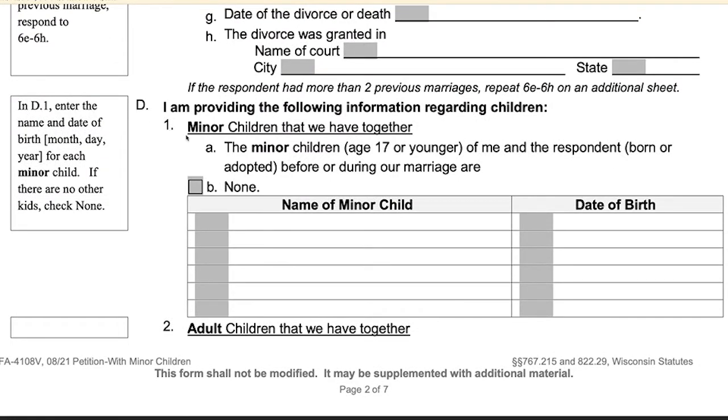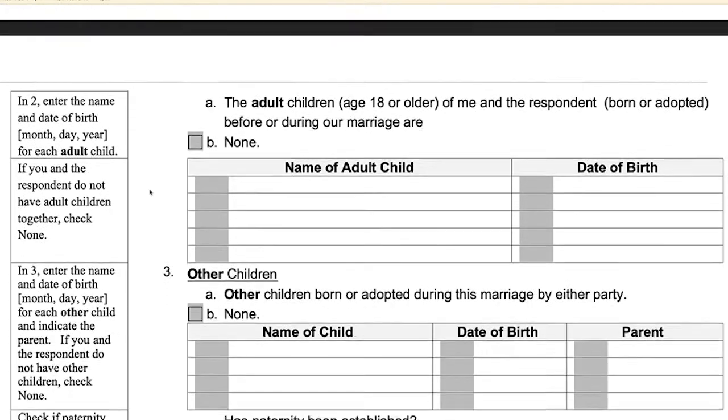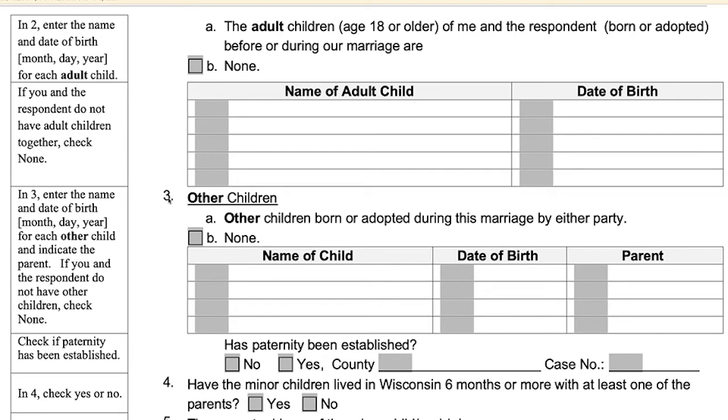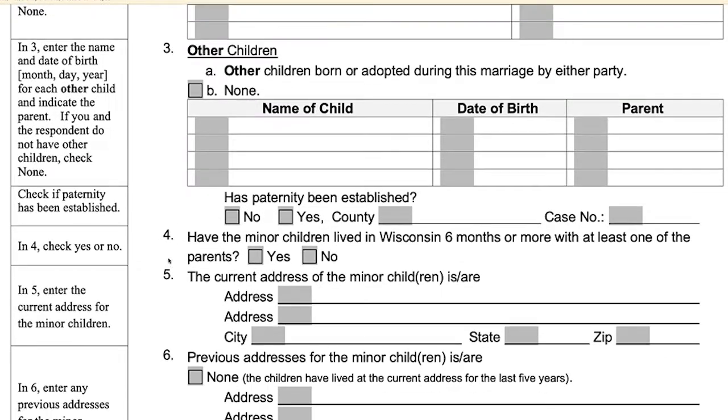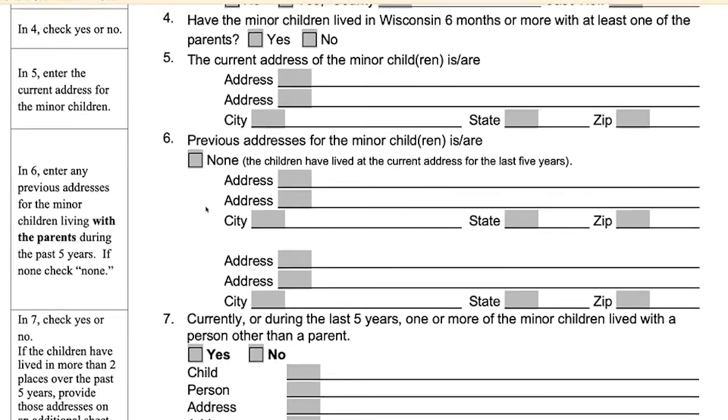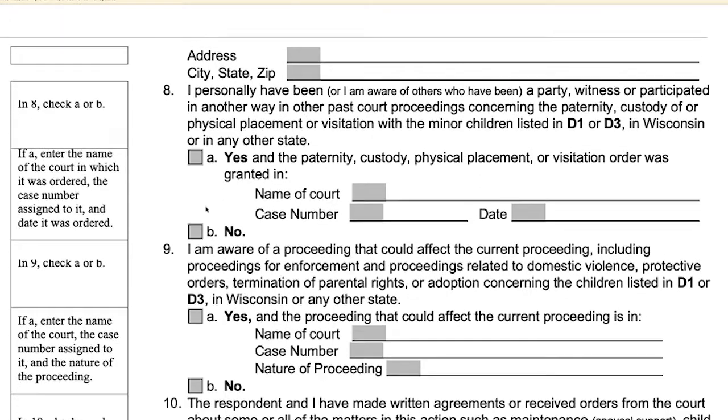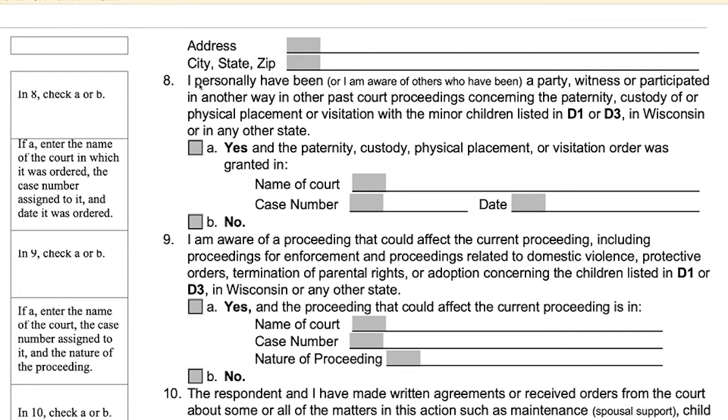So D1 would be the minor children you have together, either born or adopted. And D3 would be other children which may or may not be a child of yours. Because remember, this is the one where they're asking about other children really born during the marriage, but still possibly outside the marriage. So moving back to this question, and if you don't know, you don't know. You may have heard things, or it may be your child. If so, give the court the information.